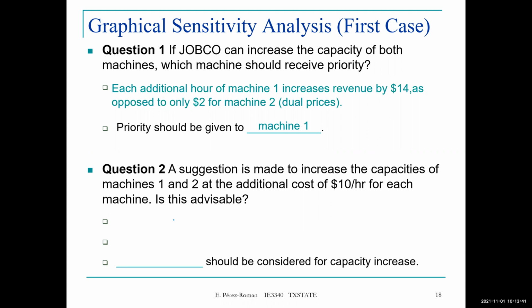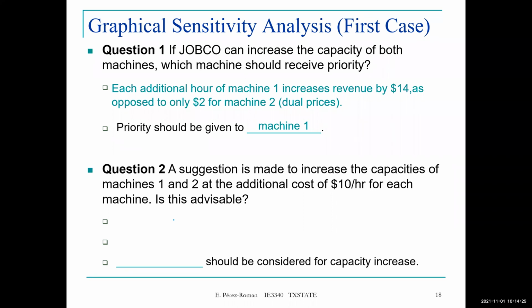Question 2: a suggestion is made to increase the capacities of machine 1 and 2 at an additional cost of $10 an hour for each machine. Is this something that you would advise? Well, you have to look at each machine individually. So it's an additional cost of $10 for each machine, right? Based on our analysis, we can look at machine 1, right? Machine 1 is giving you $14. So if you add an additional cost of 10, you're still making $4. But that's not the case for machine 2, right?